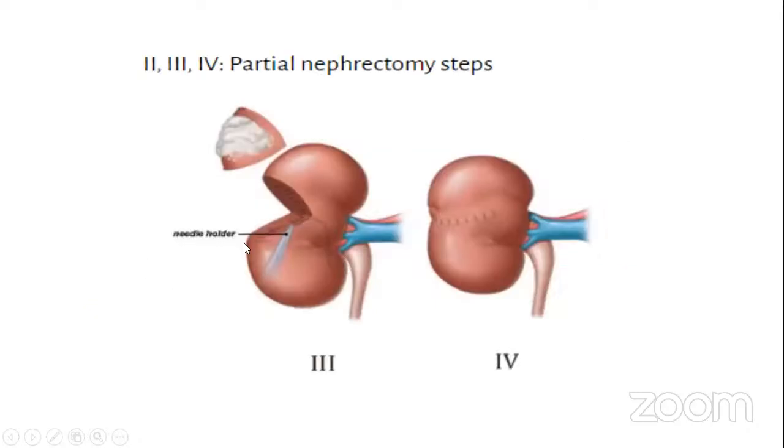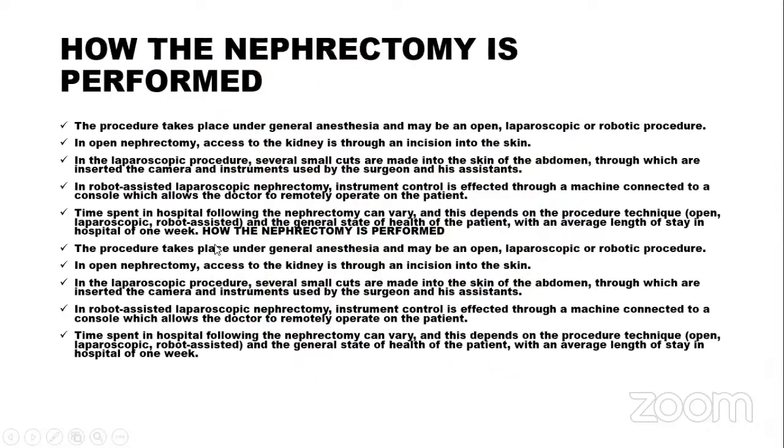This is a partial nephrectomy by open methods. This is how we do nephrectomy. The procedure is performed under general anesthesia and may be open, laparoscopic, or robotic. Open nephrectomy accesses the kidney through an incision in the skin. In the laparoscopic procedure, several small cuts are made into the abdominal skin, through which the camera and instruments used by the surgeons and assistants are inserted.